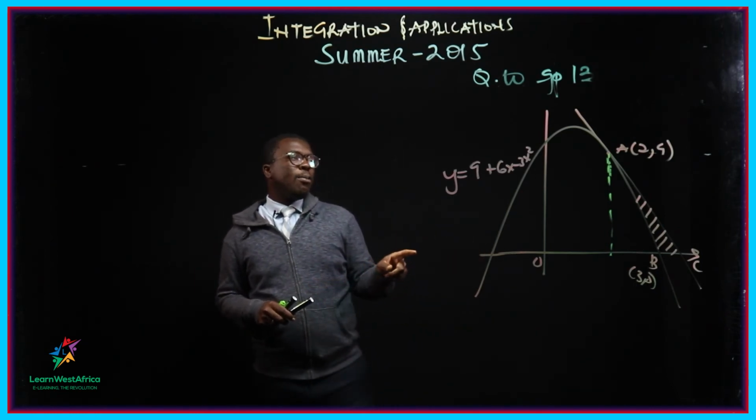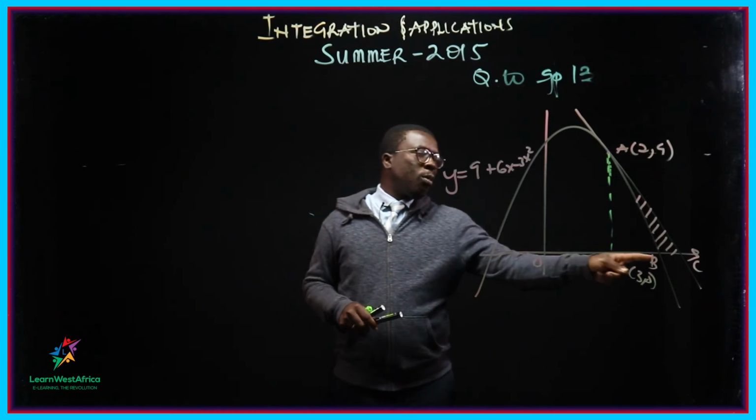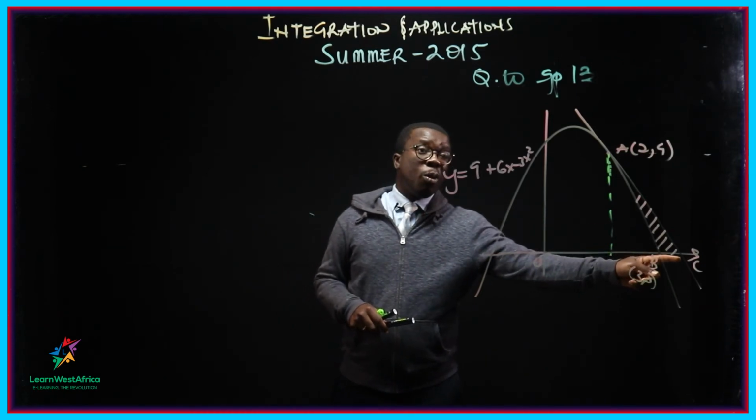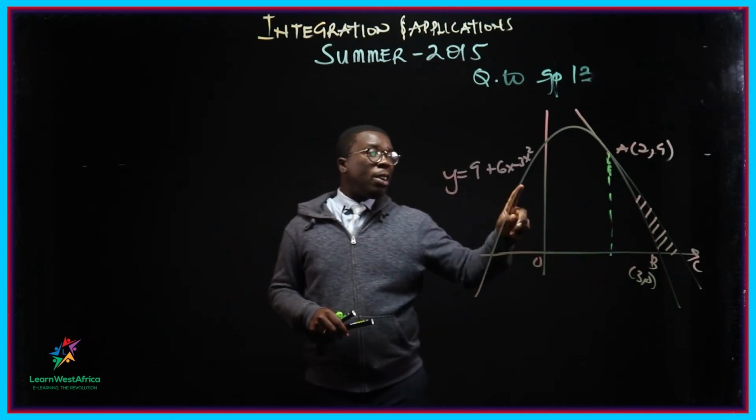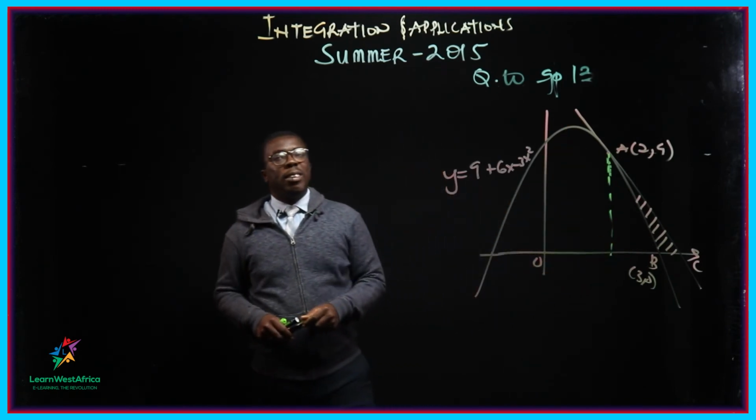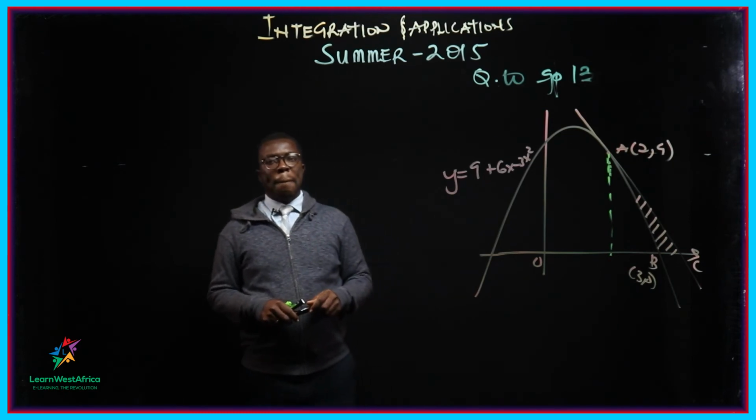If you look at it carefully, what we then need is to find the coordinates of C, because when we know the coordinates of C, then we can find the area of the triangle, or the area bounded by the tangent and the x-axis. So how do you find the equation of a tangent?